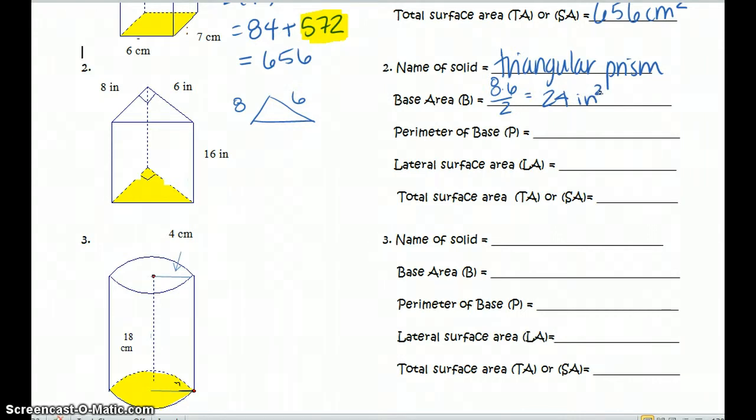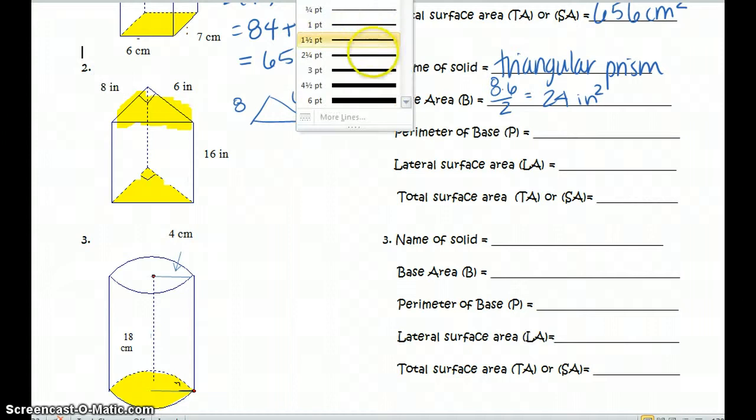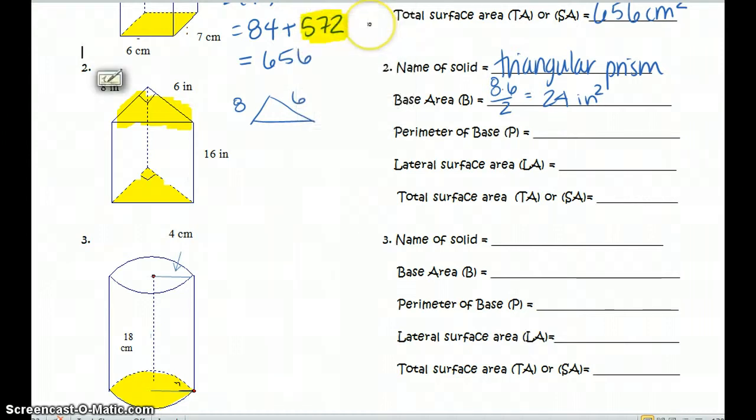Now the hard part here is finding the perimeter of the base. Please do not use 16 as the third side of the triangle. The 16 is the height of the prism. It is the distance between the 2 bases. And if you need to, highlight the other side of the base so that way you make sure you don't use the height of the prism as part of the base.